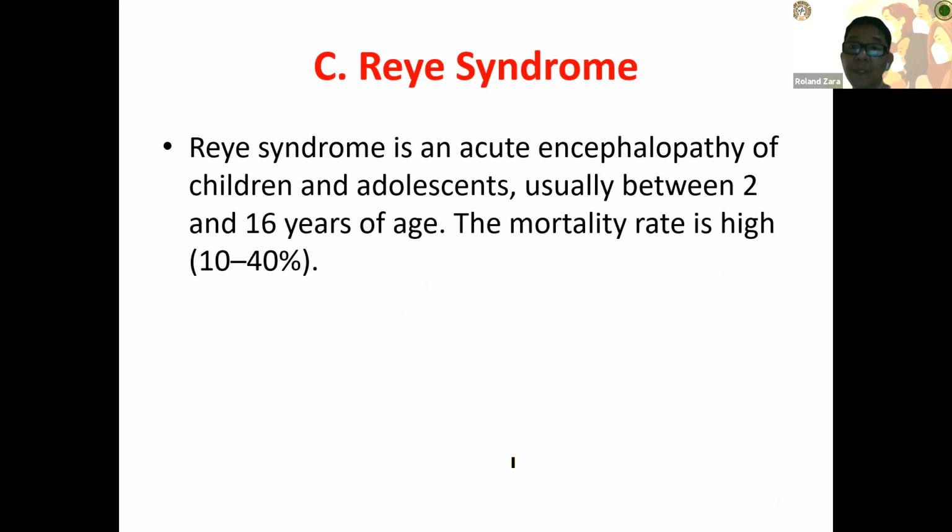So children around 2 to 16 years of age with influenza symptoms should not be given aspirin, because when children with influenza are given aspirin, it may lead to what we call Reye syndrome, an acute encephalopathy among children and adolescents. So a viral infection should not be treated with aspirin because the mortality is very high, 10 to 40%.